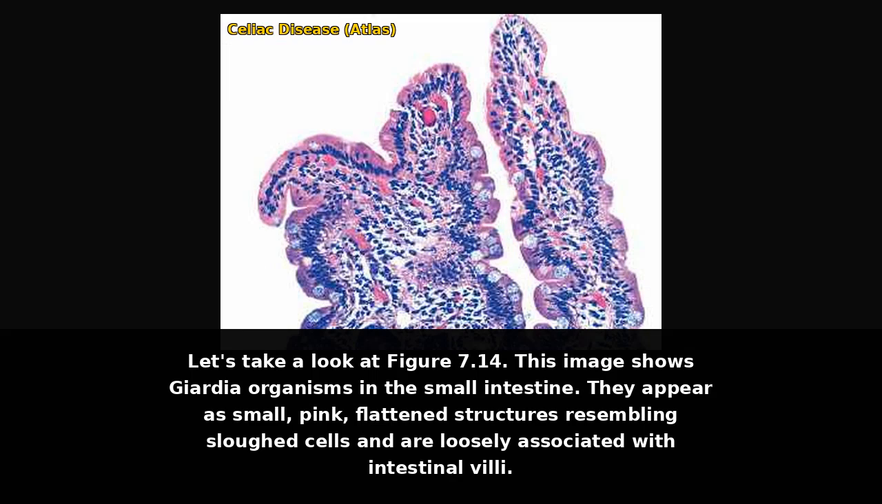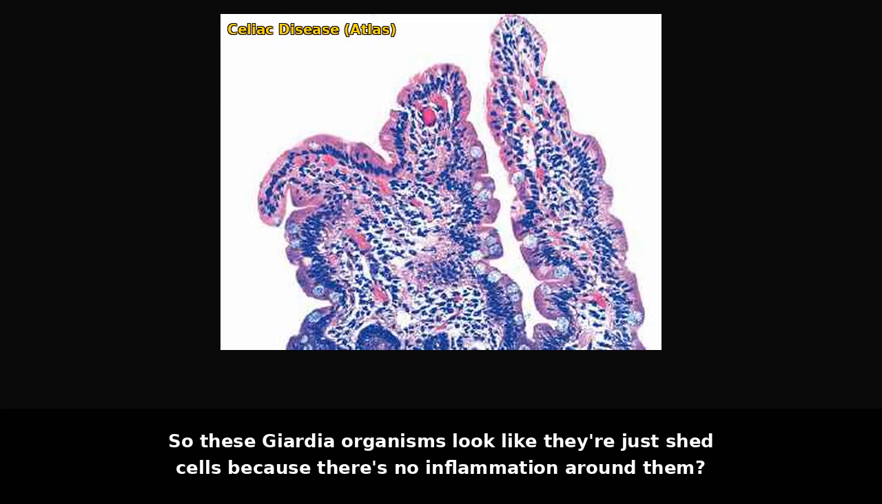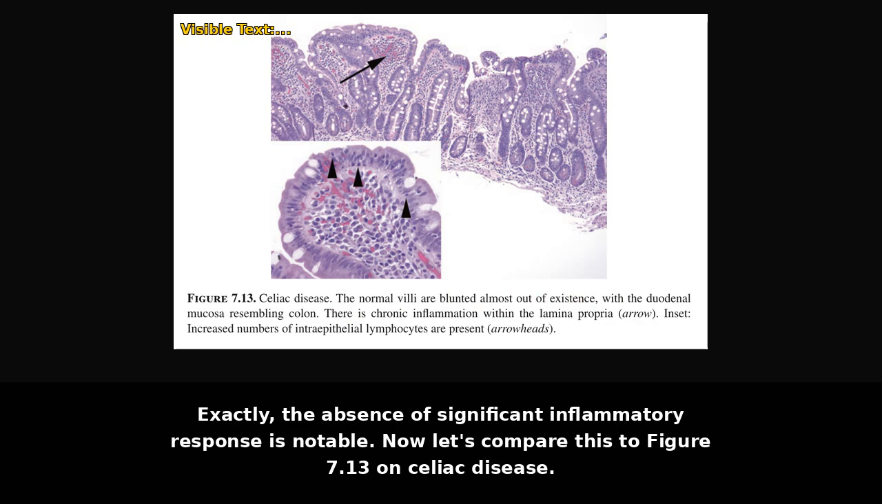This image shows Giardia organisms in the small intestine. They appear as small pink flattened structures resembling sloughed cells and are loosely associated with intestinal villi. So these Giardia organisms look like they're just shed cells because there's no inflammation around them. Exactly, the absence of significant inflammatory response is notable.